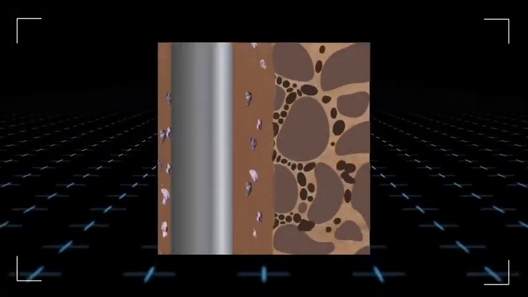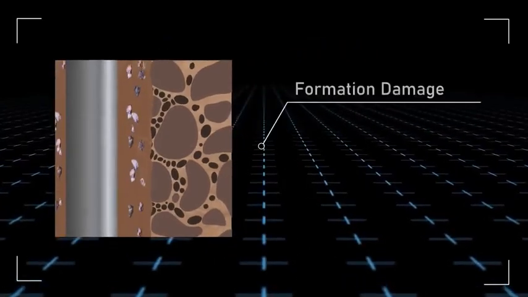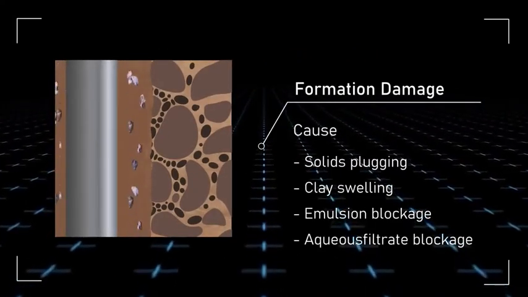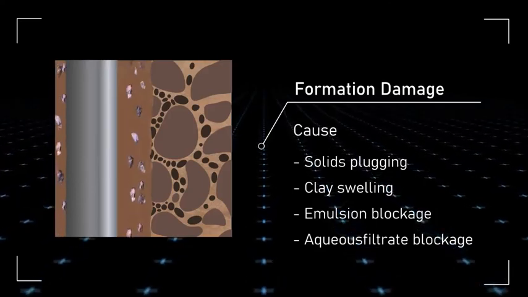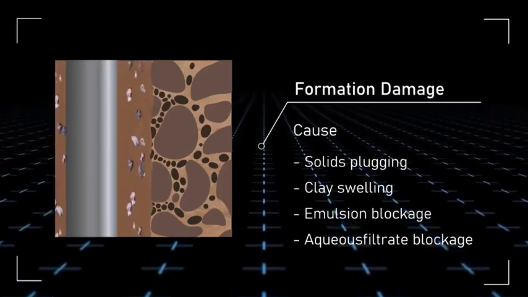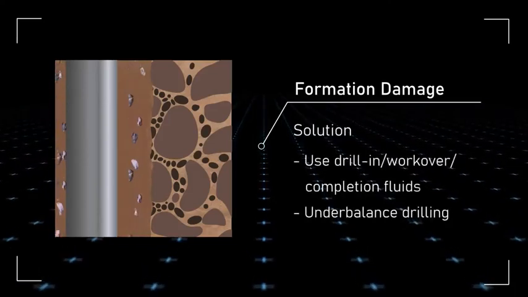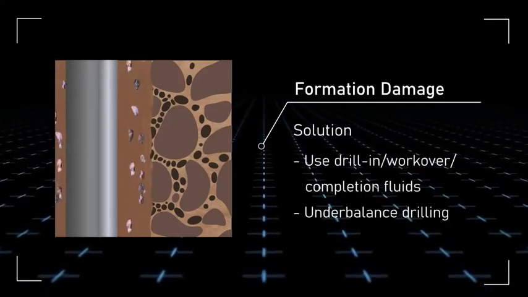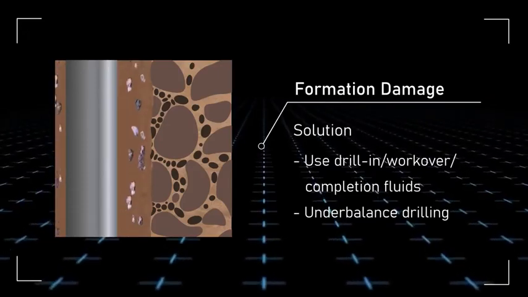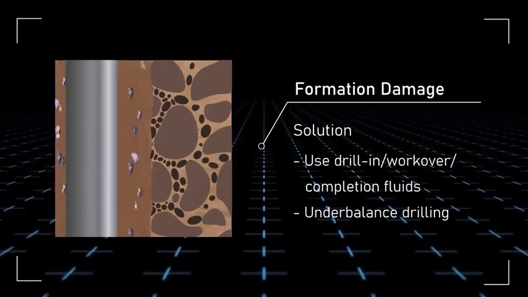The mechanical process of drilling a new hole will crush, shear, and otherwise damage the formation. Solids plugging, clay swelling, emulsion blockage, and aqueous filtrate blockage are also collectively referred to as formation damage. Underbalance drilling, stimulation operations, and the use of drill-in, workover, and completion fluids are used to protect or increase access to the hydrocarbon-bearing formation.